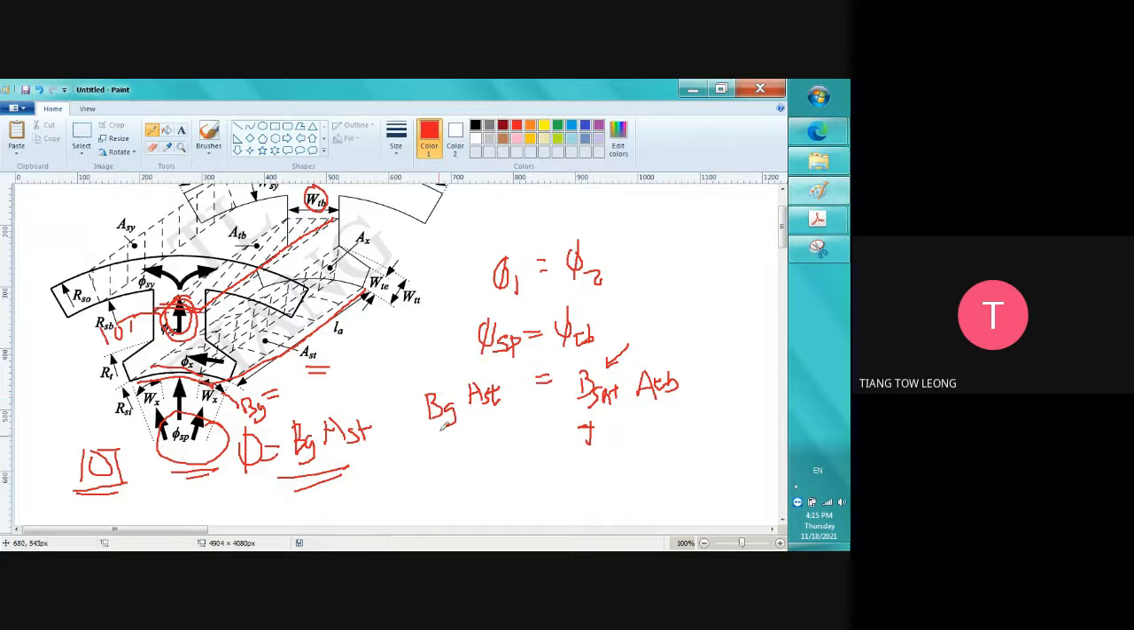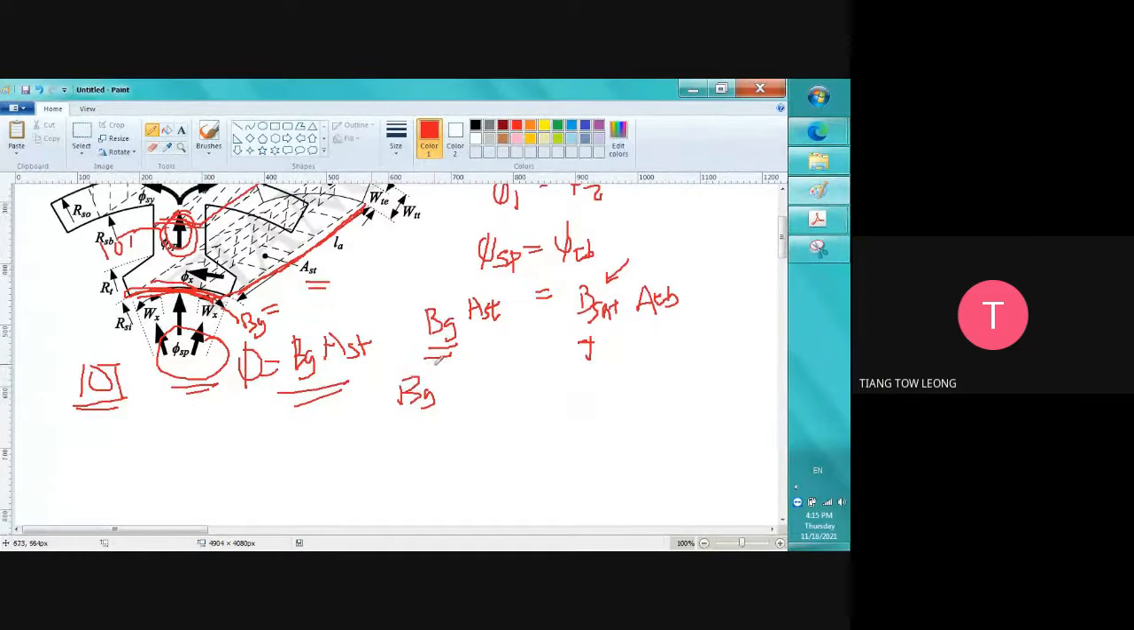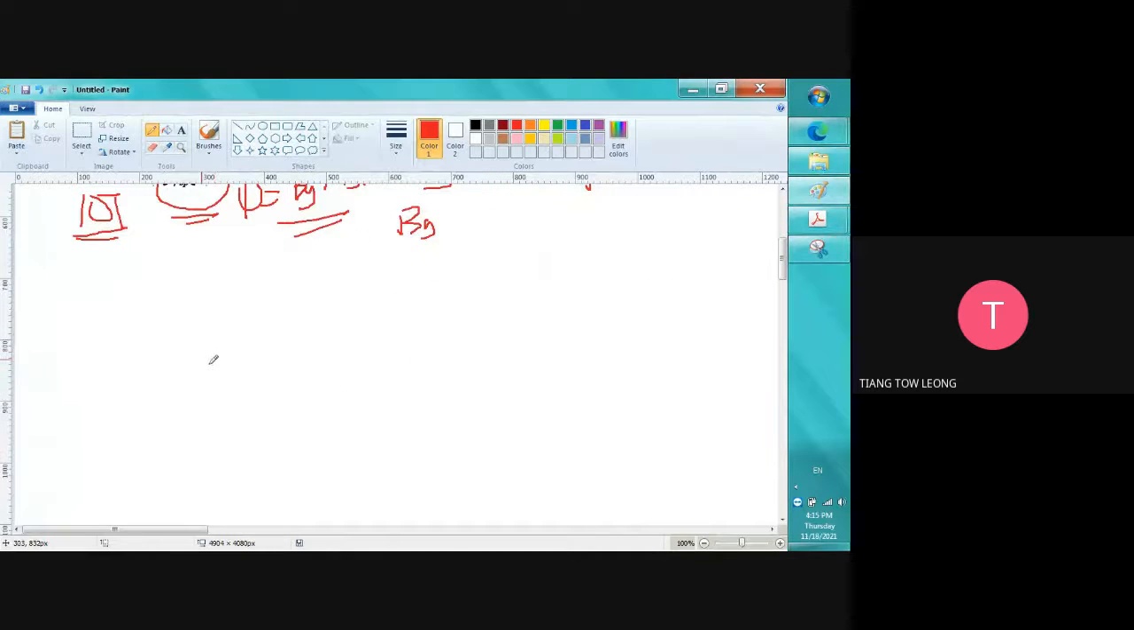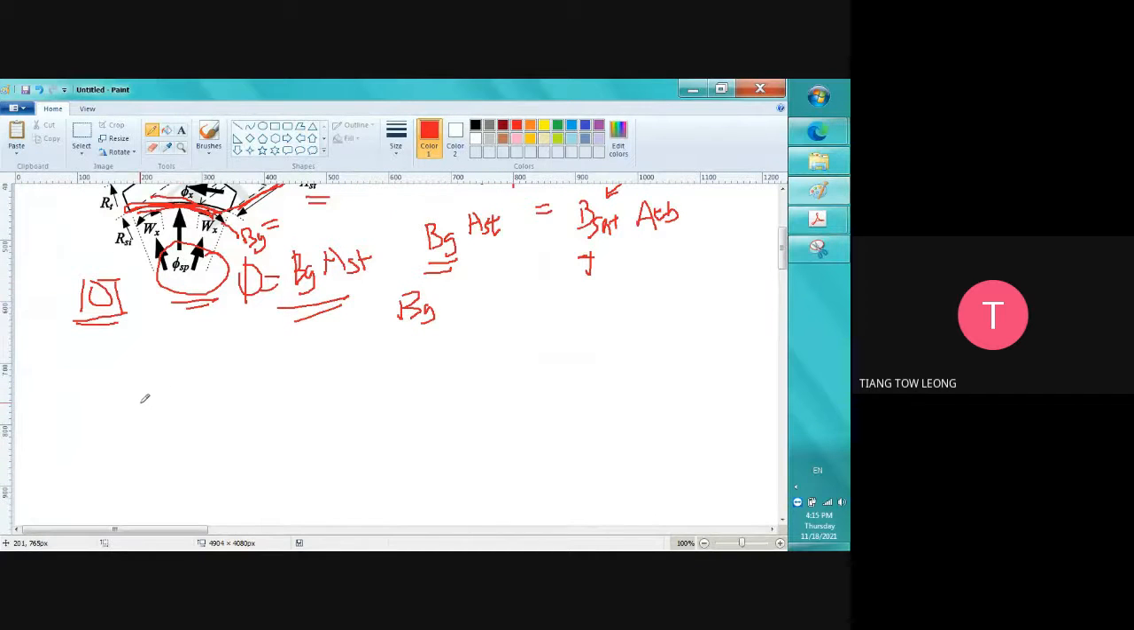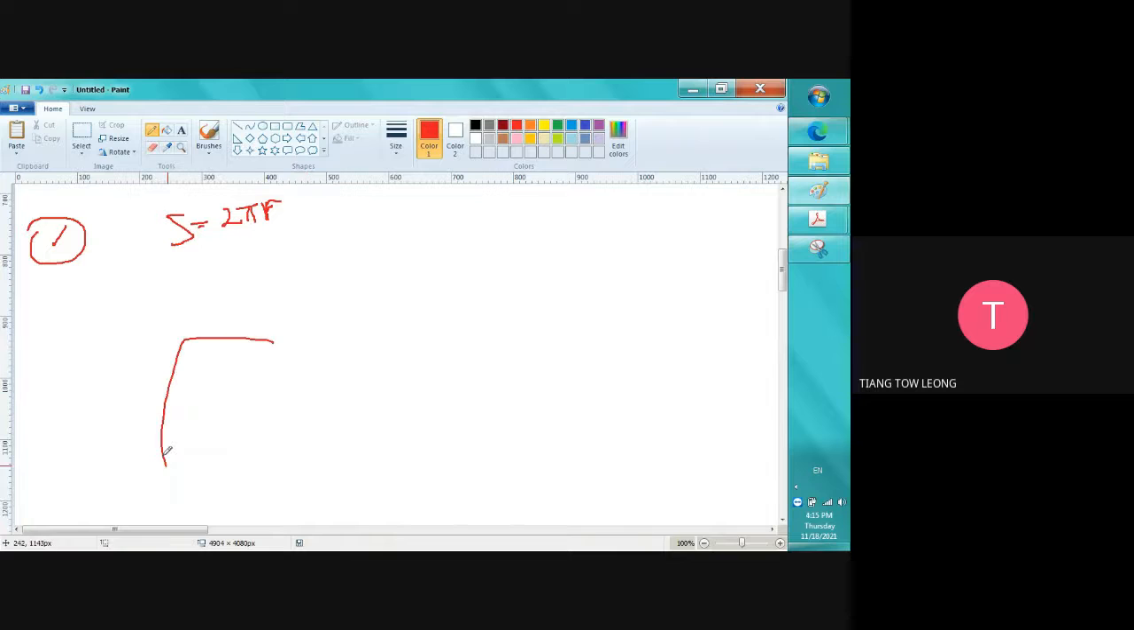Okay? So BG is already calculated. What about AST? AST is this length times LA. So how to find this length? In order to find this length, we need to find the perimeter first. The perimeter S equals 2 pi R, which means the radius is RSI, right? Maybe I draw a little bit. The radius is RSI. We want to find the perimeter first.